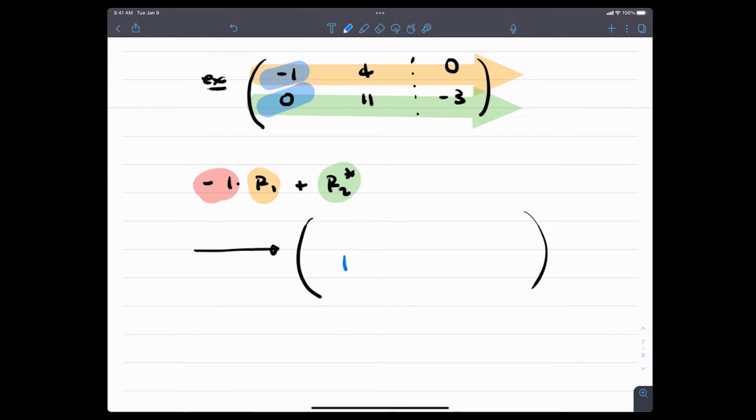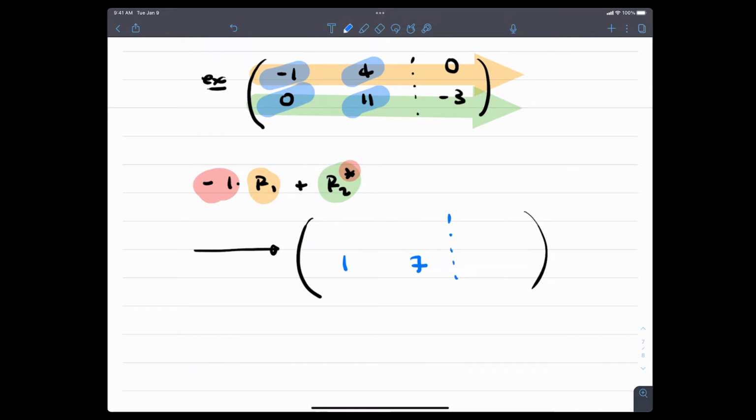Okay, negative 1 times what number? 4. Isn't that negative 4? Is that true? Negative 1 times 4 is negative 4. What happens when you add it with 11? What do you get? 7. Good. Put it in row 2 because you say, where's my asterisk? Right here, row 2.